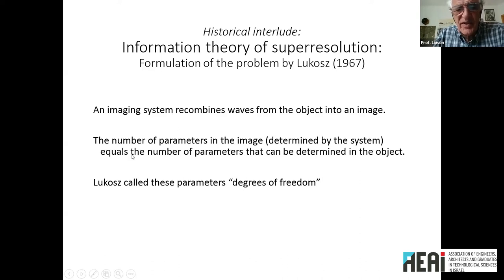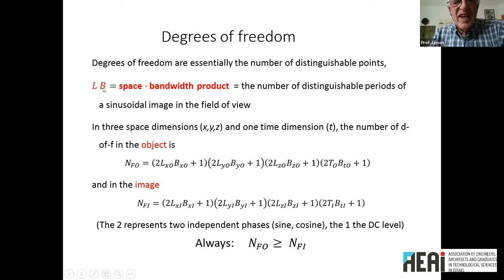So we have to ask, what is the number of parameters in the object, and how can we use that to maybe get more information about the image? Lukosz called these parameters degrees of freedom, and he invented the term space bandwidth product, which is essentially the number of distinguishable periods in your sinusoidal image in the field of view. For example, if you have a field of view of a certain size and the system has a certain resolution, then you can get 0, 1, 2, 3, up to 17 periods, and then you've reached the resolution limit. You can't make more than 17 periods in the field of view. Now, that means the number of degrees of freedom is, in that case, 34 plus 1.